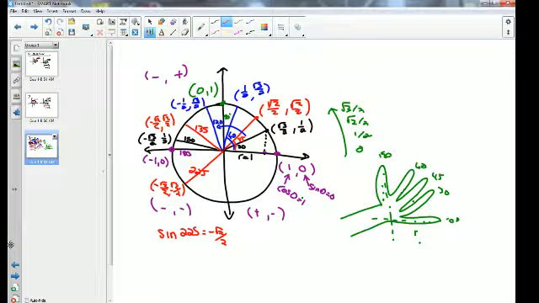Oh, that's awesome. Does anybody see how we can figure out tangent? Tangent of 30 degrees. Okay, what's the ratio for tangent? Opposite over adjacent. So you just put it, it's the y over the x. Easy money. Y over x.